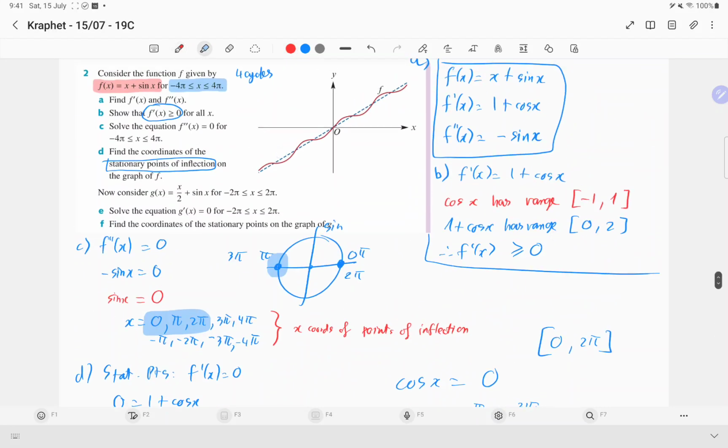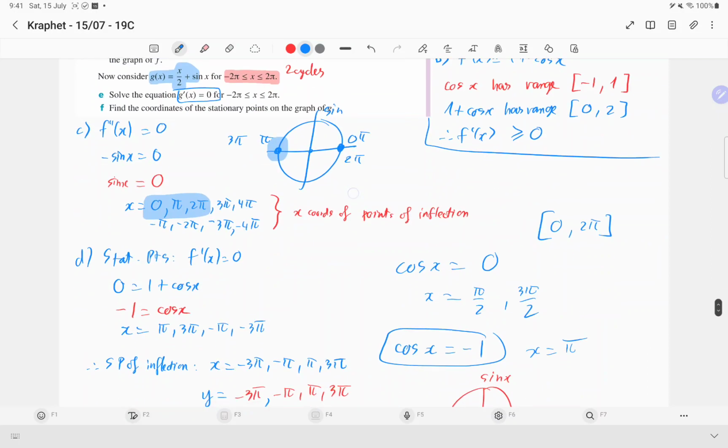All right, now let's try the next one here. Consider the next graph. g(x) equals that, and then we've got a new domain here. How many cycles? 2 cycles. So standard will be 4 answers. Let's see. g(x) equals x over 2 plus sine x, and then you solve g dash equals 0.